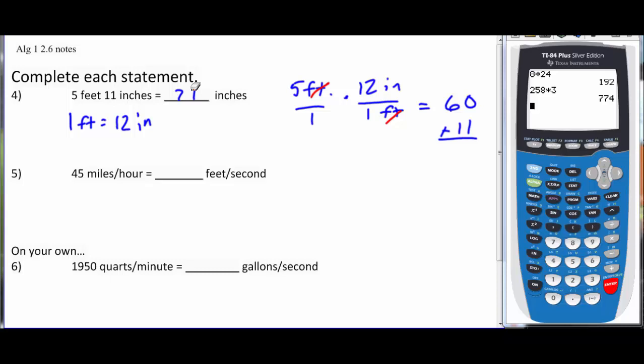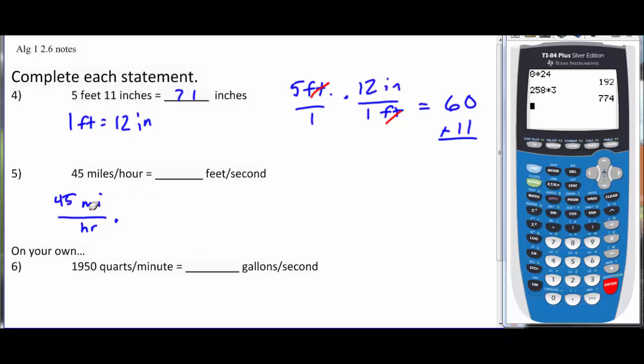Okay, number 5, a little more complex conversion. 45 miles per hour. We're changing that into feet per second. So I'm going to work over here. We're going to do 45. We've got miles per hour. Now, in order to change miles per hour into feet per second, I need to do 2 separate conversions.